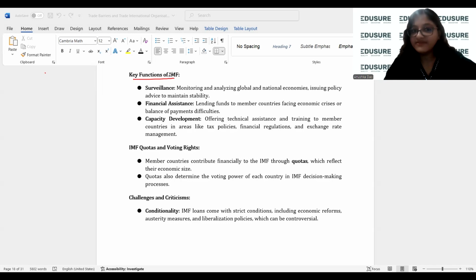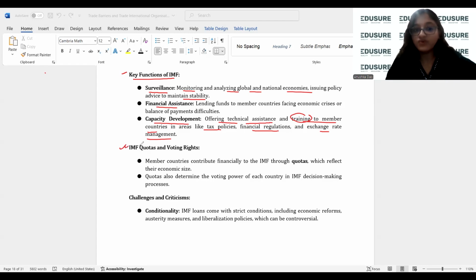Then you have certain key features. For example, surveillance: monitoring and analyzing global and national policies to maintain stability. Financial assistance will be provided. Capacity development will be made, offering technical assistance and also training. Not only financial assistance, but also training assistance to the member countries in areas like tax policies, financial regulations, exchange rate management, and so on. So these are certain key functions of IMF.